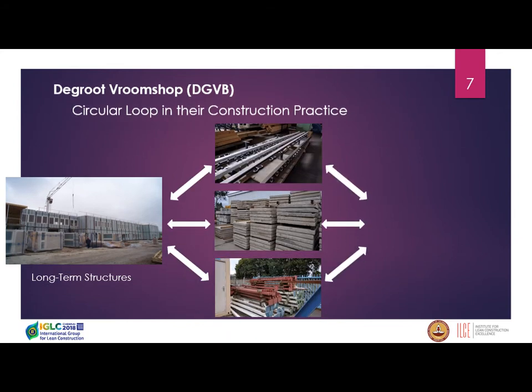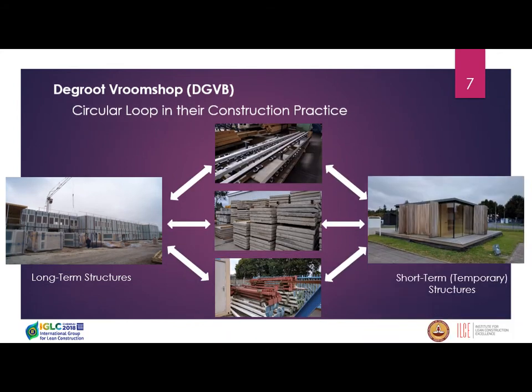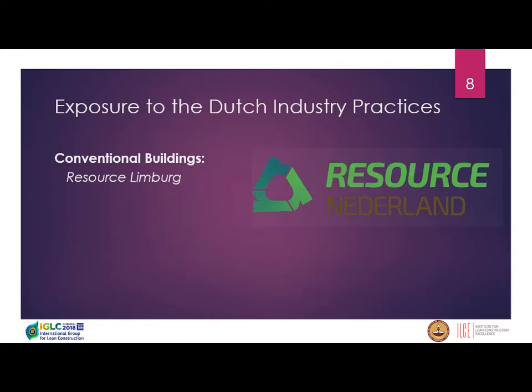However, we can quickly find that they follow a circular loop in their supply chain, whether it's a long-term structure or short-term. Whenever it's demolished, they take out the elements that can be reused, put them back in their storage, and then when there is a new demand, they reuse these elements again.